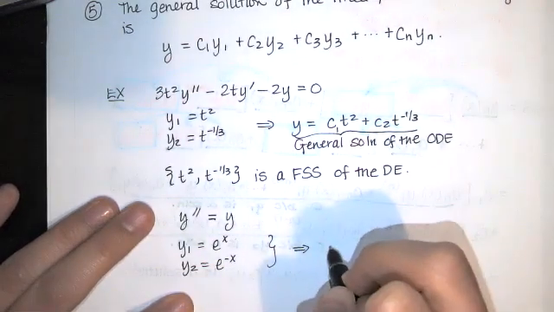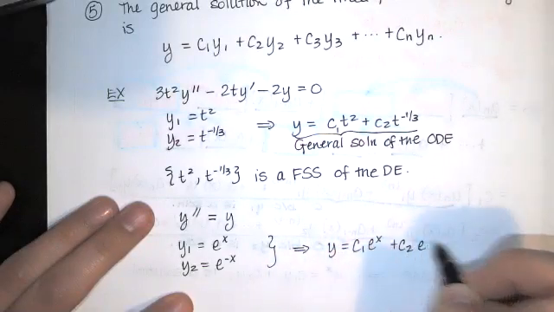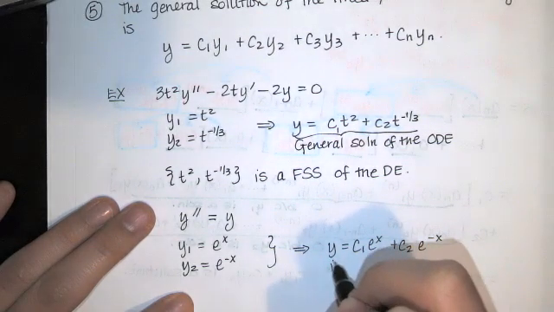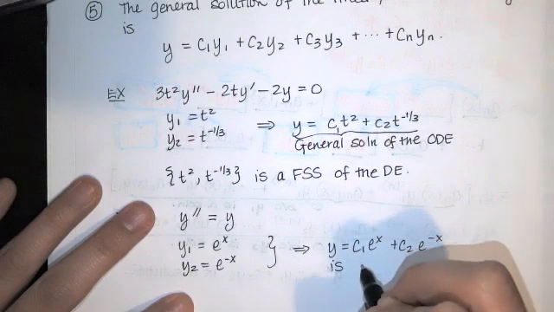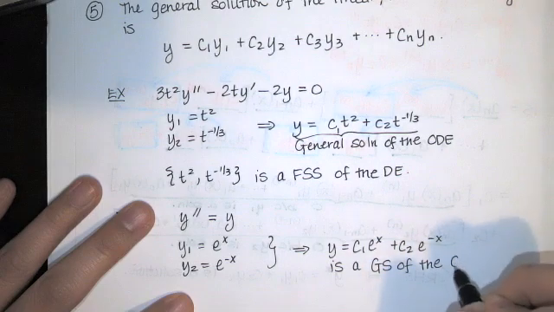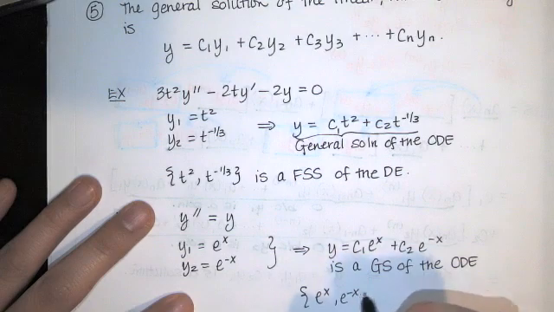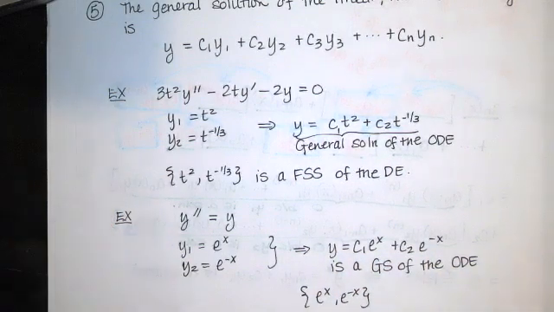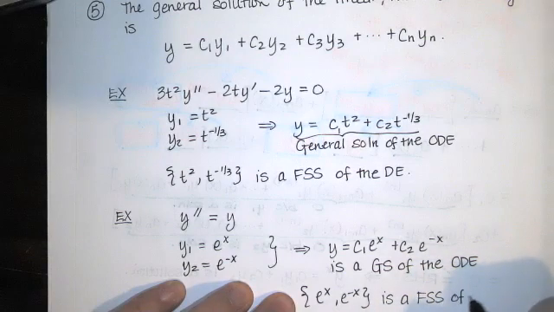So if I take these guys and I multiply them by constants and add them together, this is a general solution of the ordinary differential equation. And the two functions together, we would say, form a linearly independent set of functions or a fundamental set of solutions of the differential equation.